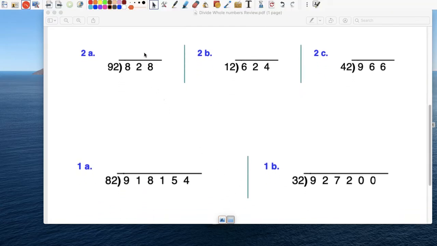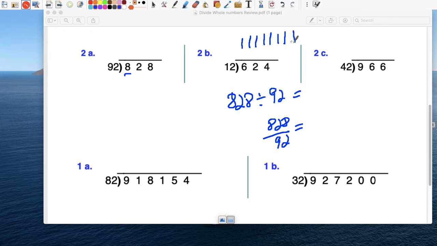Okay, so next one is 92. Okay, so again, bigger number. That's why we're going to use our calculators. So again, let me write this. So we have 828 divided by 92. 828 over 92. So I have 8 sticks. 1, 2, 3, 4, 5, 6, 7, 8. Can I make a group of 92? Obviously not. So, no. What if I drew 82? 82 sticks. There are 82 here.